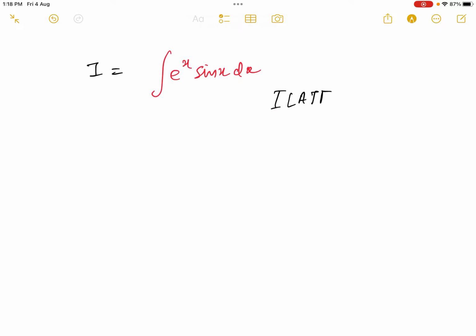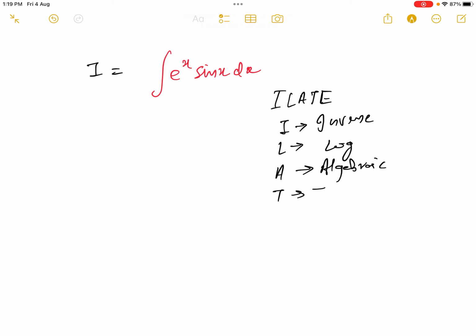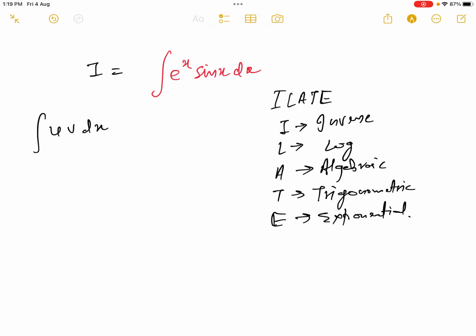of integration, where I stands for inverse, L for log, A for algebraic, T for trigonometric, and E for exponential. So the ILATE rule is used for determining the first and the second function. Suppose integral of uv dx. We have to decide which function will be the first function or the u, or which function will be the second function or the v.